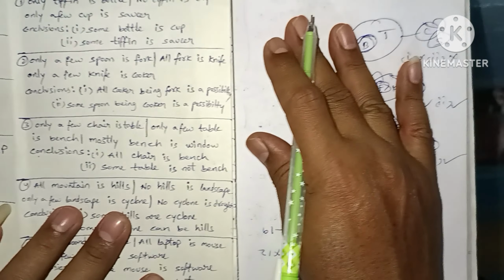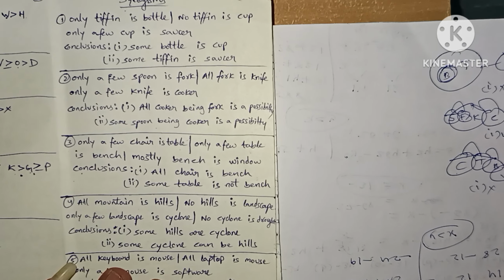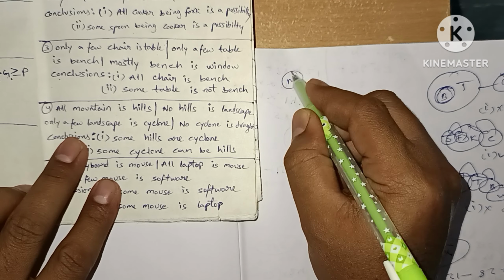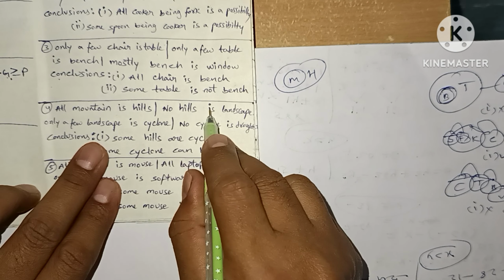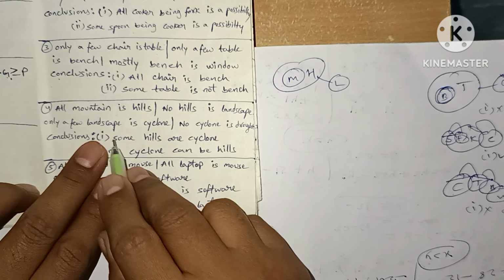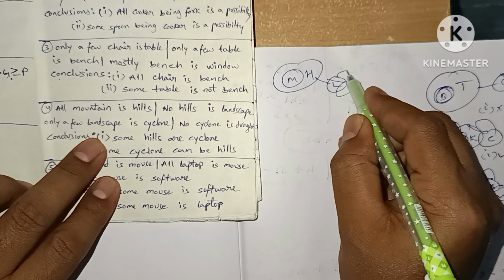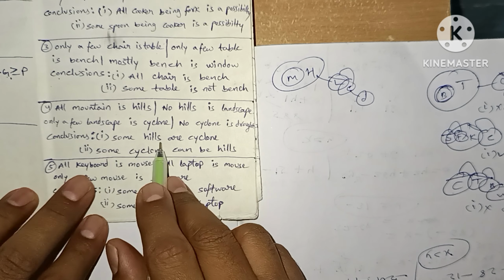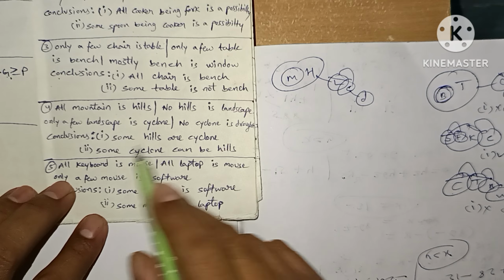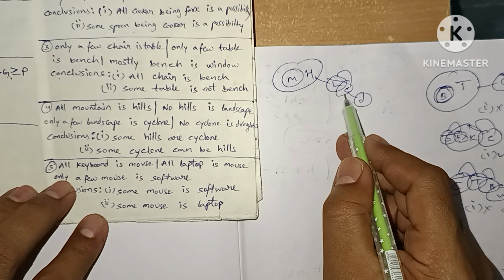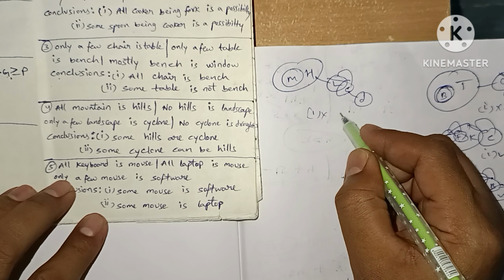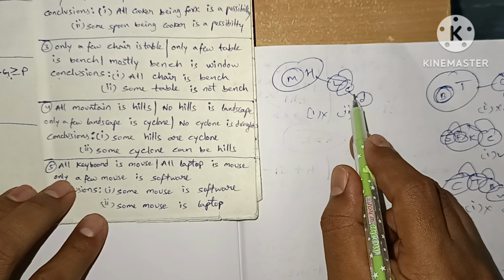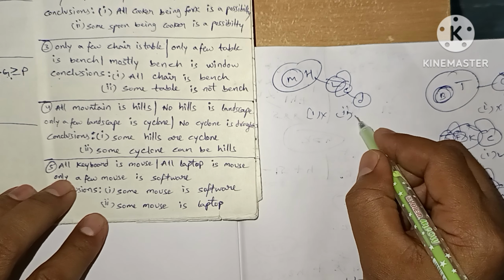Let's see question number 4. All mountain is hill. No hill is landscape. Only a few landscape is cyclone. No cyclone is drought. Conclusion. Some hill are cyclone. Direct conclusion false. Second one. Some cyclone can be hill. Some cyclone can be hill as it is true.